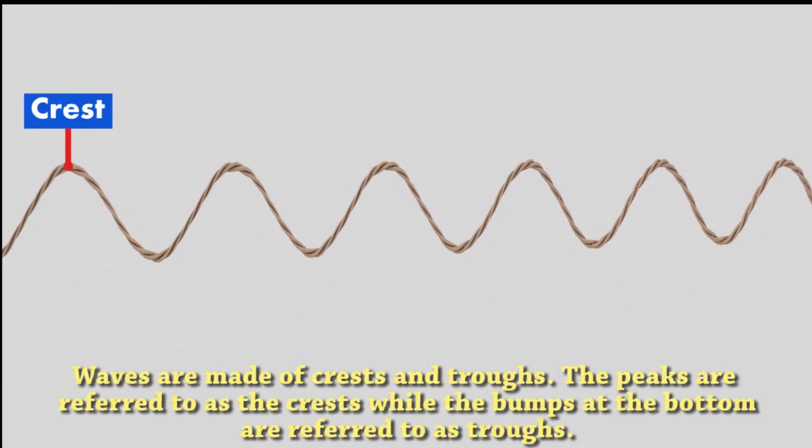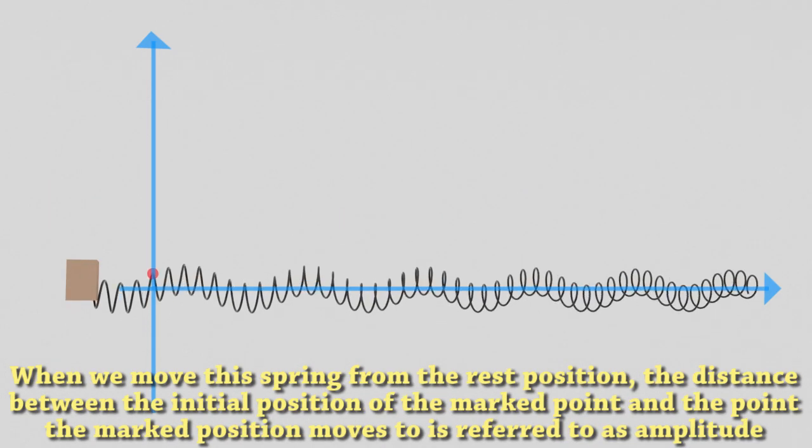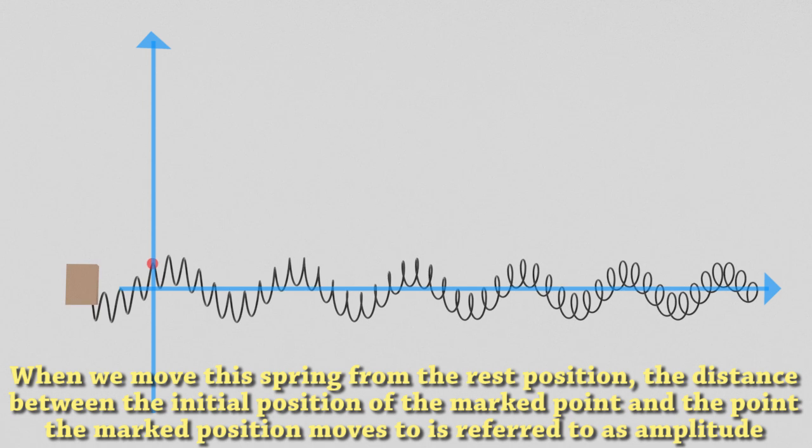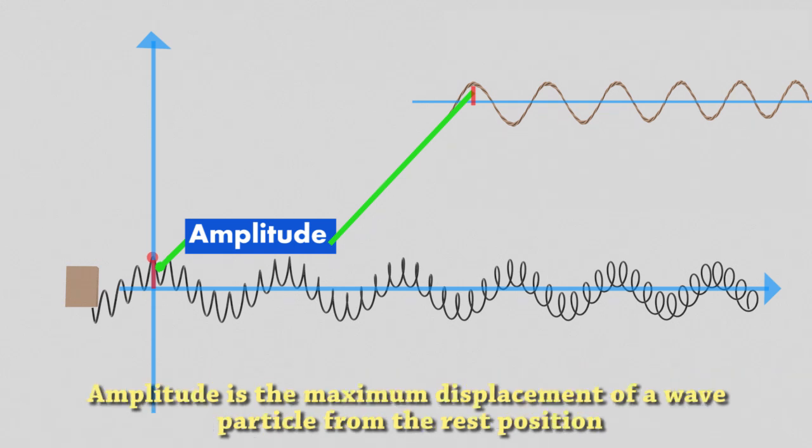Waves are made of crests and troughs. The peaks are referred to as the crests, while the bumps at the bottom are referred to as troughs. When we move this spring from the rest position, the distance between the initial position of the marked point and the final position of the marked point is referred to as amplitude. Amplitude is the maximum displacement of a wave particle from the rest position.